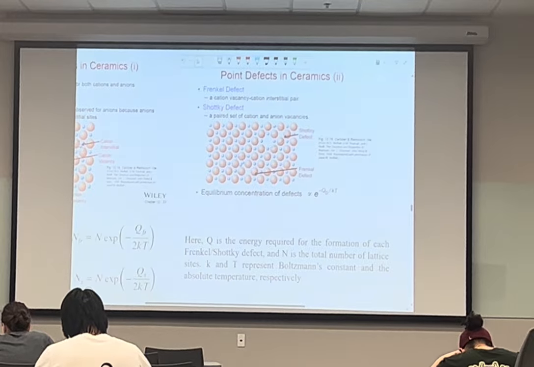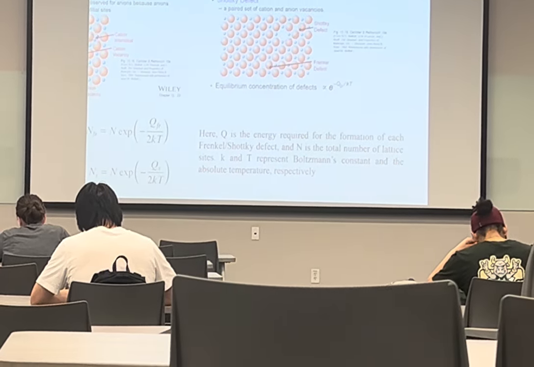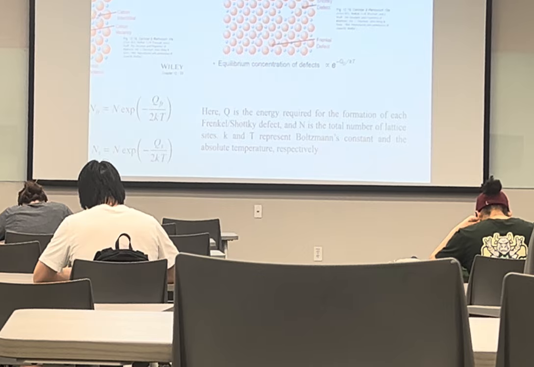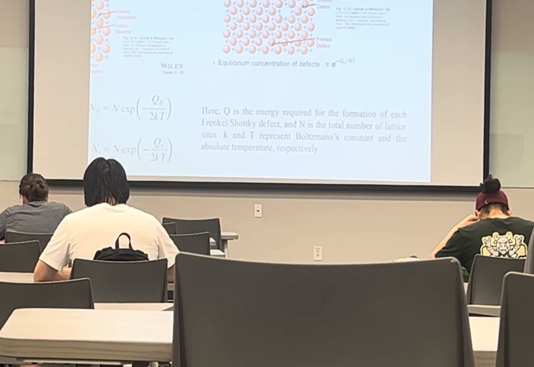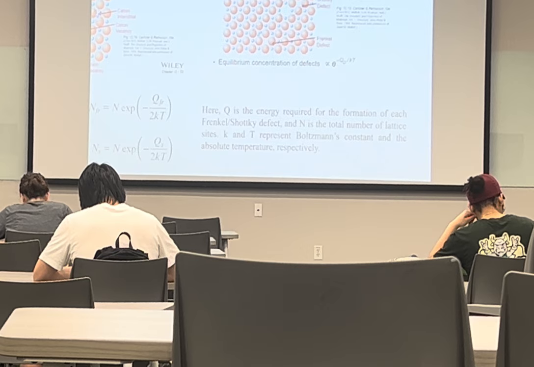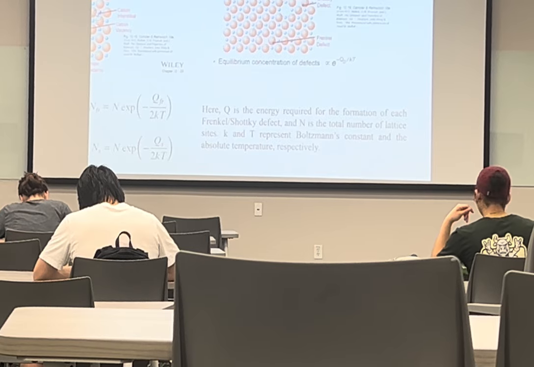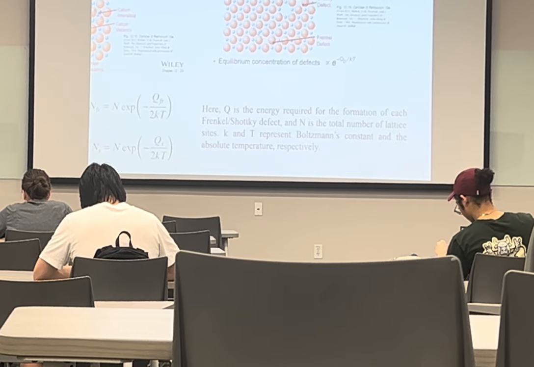In terms of ceramics, we have Frenkel defects and Schottky defects. A Frenkel defect is when we have a cation vacancy and a cation interstitial position, and it's like a pair defect. Why do we have a pair here? Because we are talking about charged elements, so in total the charge should be neutral. That's why we have a pair.